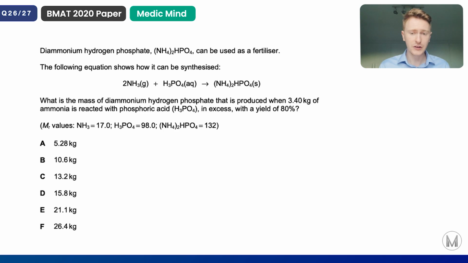Our penultimate question is a complex chemistry question, and it's all about calculating masses and moles. You should be fairly well equipped with this from your GCSE, however. We're even given the MR values to help speed up the process. We know that we have 3.4 kilograms of ammonia. We know that it has an MR value of 17.